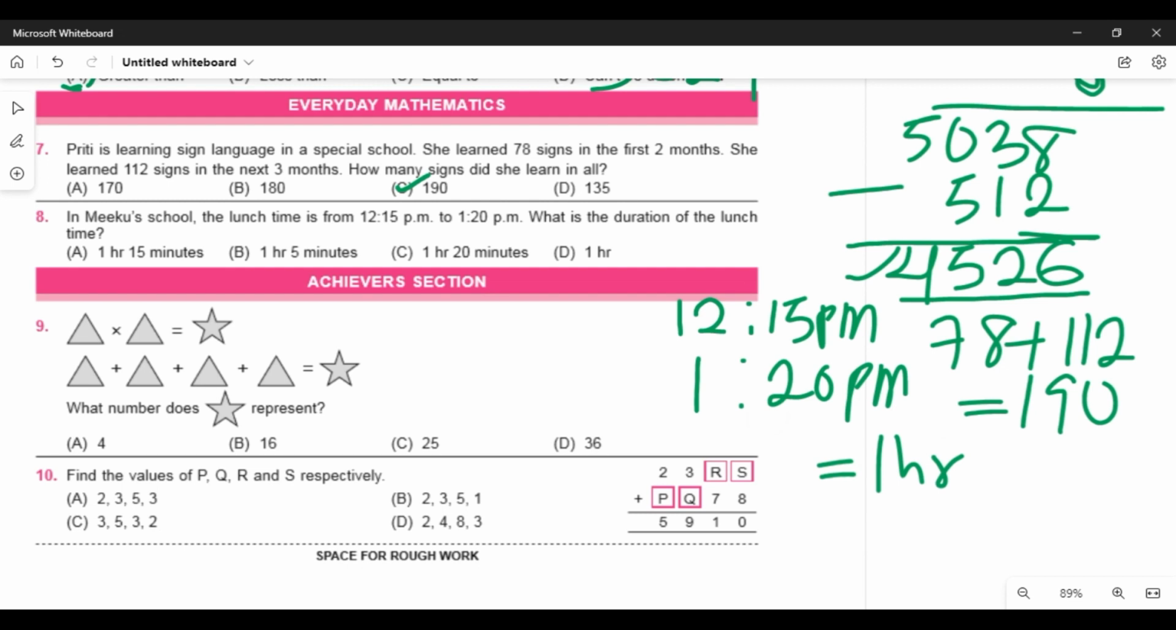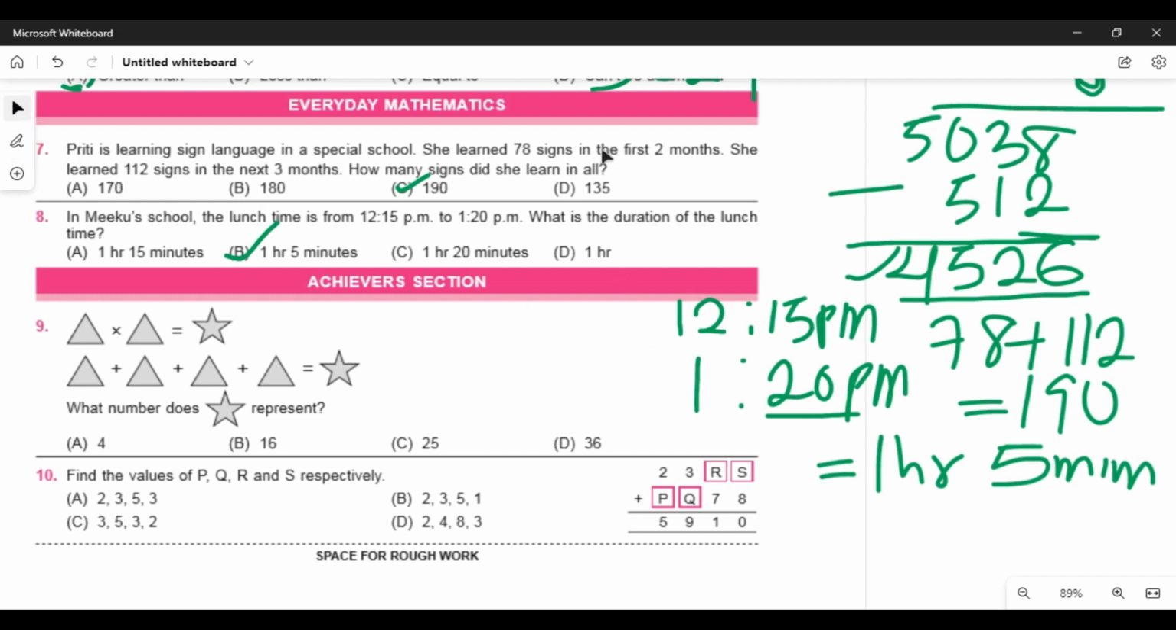The remaining minutes will give us what? The remaining minutes will give us 5 minutes, because 20 minus 15 will give us what? 5 minutes. So Mekus will spend 1 hour 5 minutes for such a break. Very easy. Now let's look at question number 9.